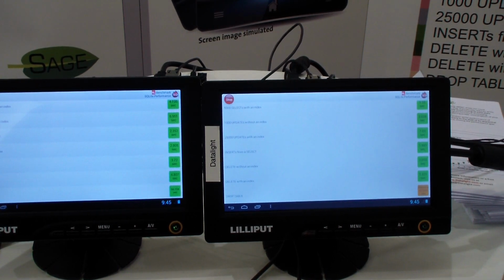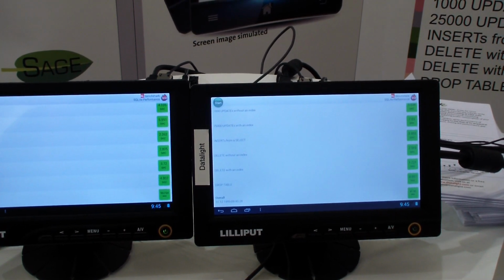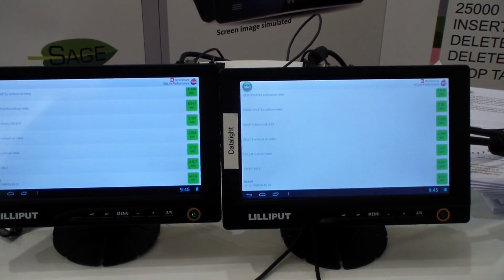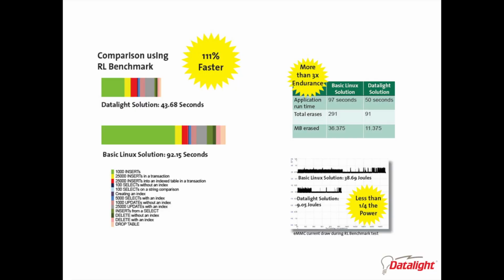And the basic Android finishes at just over 90 seconds, almost simultaneous with Datalight's second lap. So here are the results of the test. As we've seen, Datalight is twice as fast as the basic Linux solution for this range of different functions.